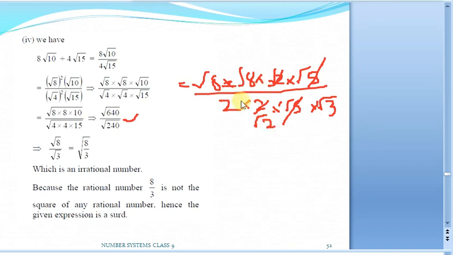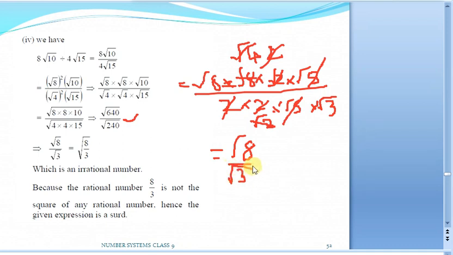Now see what we can actually do. Here root 2, if you simplify further, will go root 4 times. What is root 4? It will be 2. So it will be 2 only. This 2 we can cancel. So what we are left with is root 8 by root 3. So there are many ways of simplifying these things. Don't get confused.